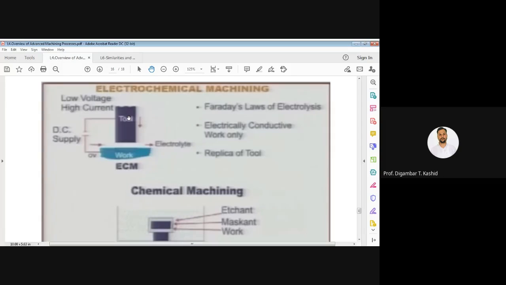Whatever shape you want to produce or form on your piece, that shape you firstly have to give to your tool. So whatever cavity you get on your piece will be a replica of your tool.